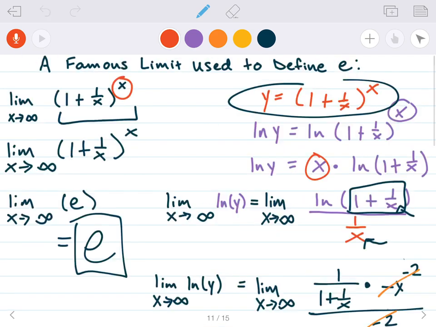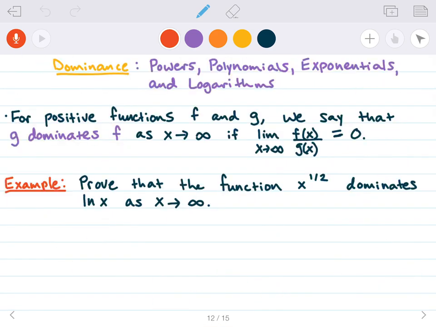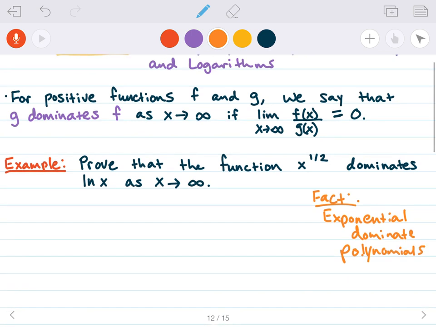All right, so now that we've cleared that up, let's get back to our problem of dominance. So let's talk about what dominance is. Dominance is basically one function growing faster than the other. And a fact that I'm not going to prove here is that exponential functions dominate, or grow faster than, polynomials all the time. So if you ever have an exponential versus a polynomial, the exponential is always going to dominate.